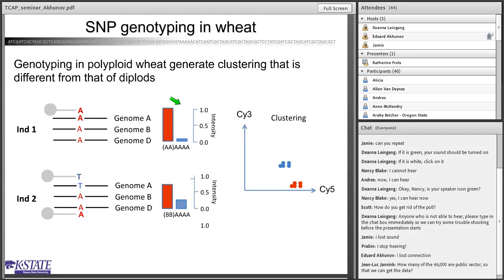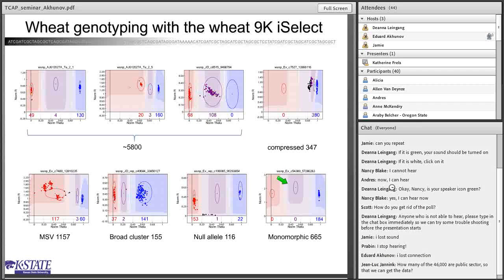And this type of dosage would generate clustering where the genotype, the T allele, is clustered somewhere in the middle of the genotyping plot, and the separation between these two clusters will not be very visible sometimes. That's what you may, for example, see in the data that we obtained using the 9K iSelect assay. For example, you may see a very tight clustering here on this genotyping plot.